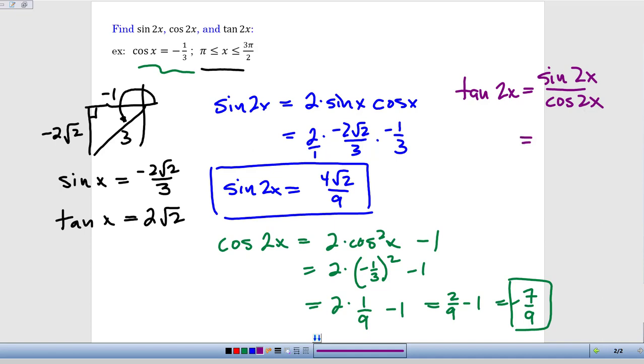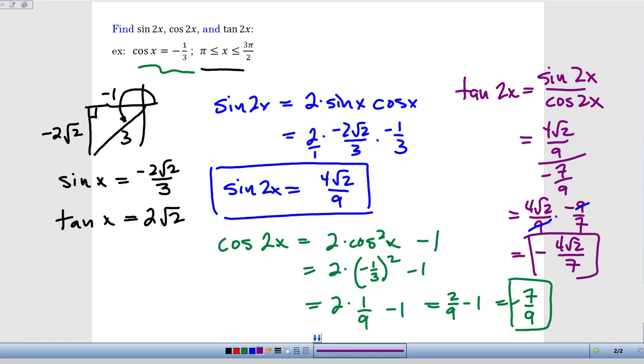And so if we do that here, we've got 4 root 2 over 9 divided by negative 7/9, or we can rewrite that as 4 root 2 over 9 times the reciprocal of that bottom fraction, so times negative 9/7. And so then we can see we've got some pretty simple reducing here. The 9's go, and so then we're left with negative 4 root 2 over 7 as our tangent.